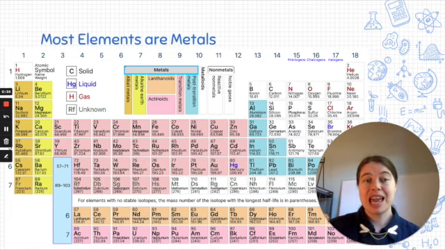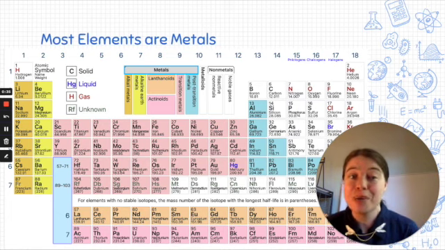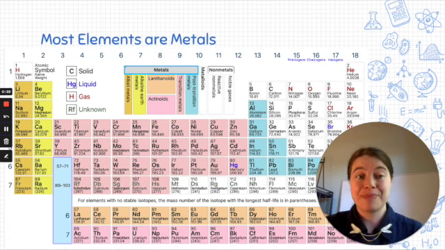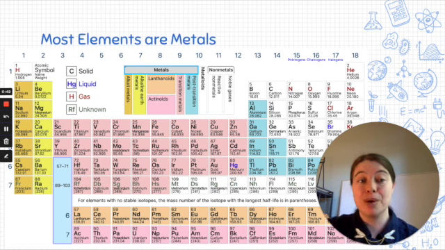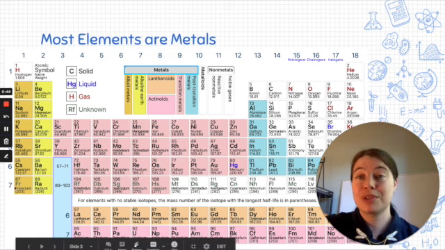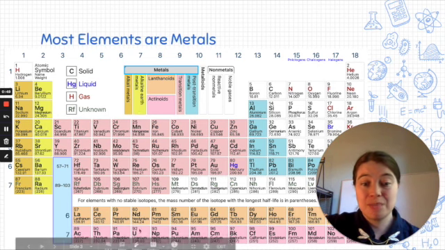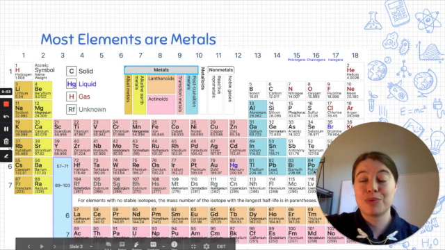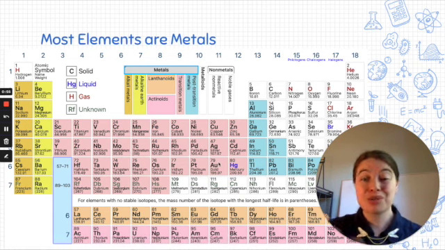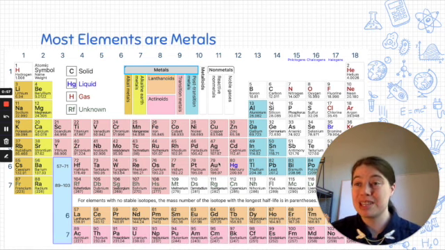So the first thing I want to make sure you understand is that most elements are actually metals. Everything you see here in color, all of those are metals. That means most of these first two columns, with the exception of hydrogen. It means this whole middle block, both of these whole big bottom blocks, and even a couple elements on the right-hand side of the periodic table. There's really only actually a few elements that are non-metals.